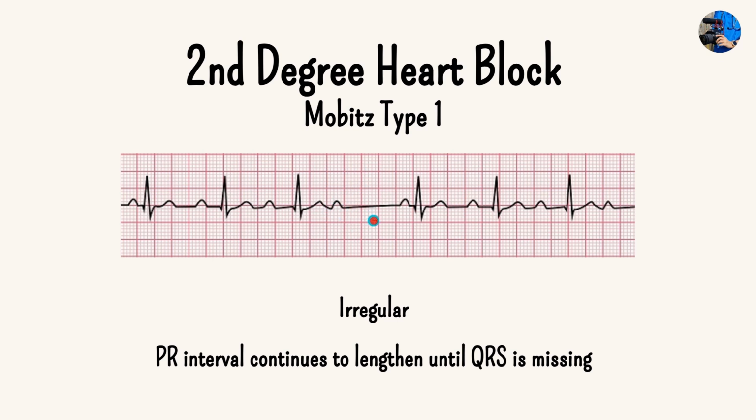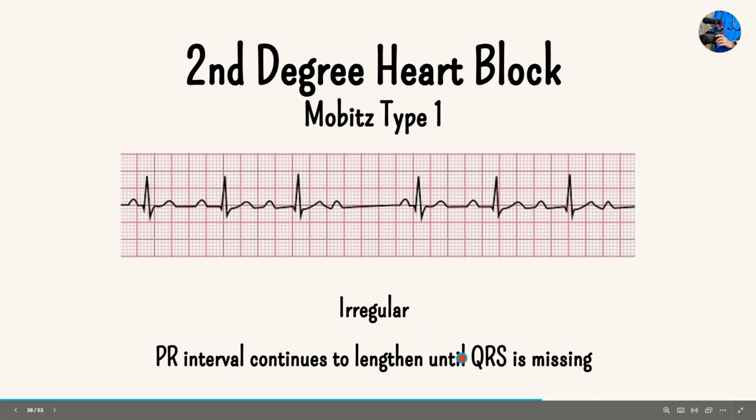This is an irregular rhythm. You can see that because if you counted the squares between your R waves, because we missed the QRS complex in there, it wouldn't be a regular rhythm. But the main thing to note here is that you see this pattern of the PR interval lengthening until you get a QRS missing.